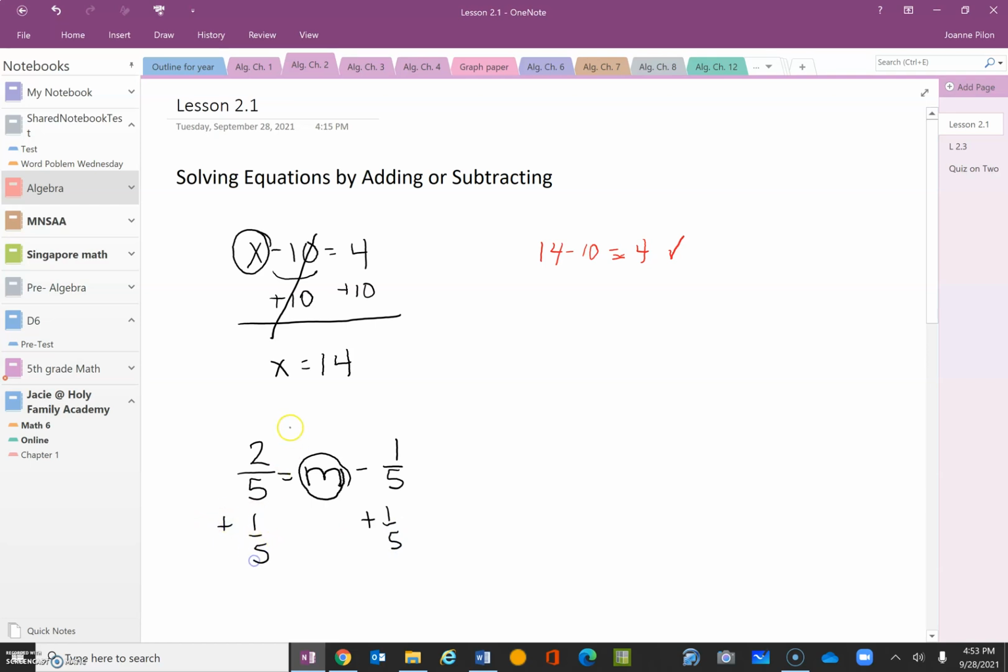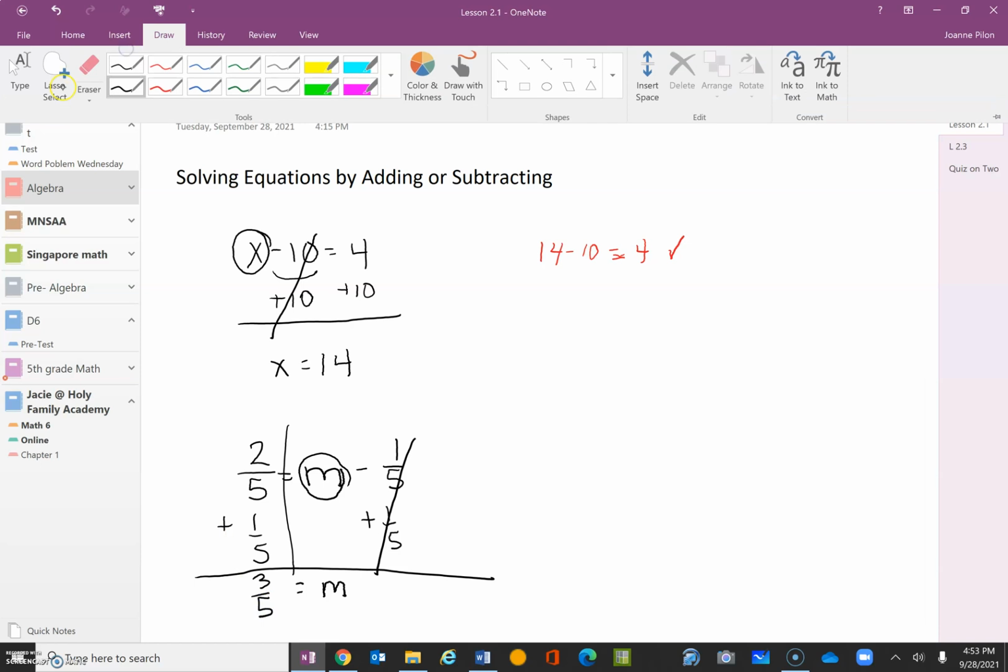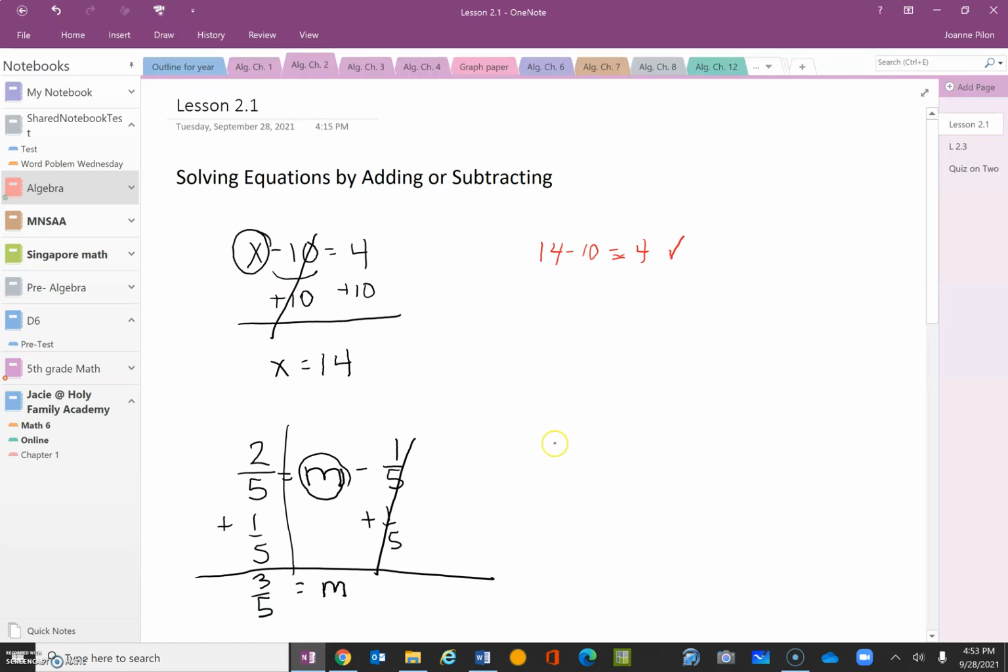Remember that second side of the equation, the equal sign is what divides it. I've eliminated 1/5, leaving my variable alone to have m equals 3/5. Again, 2 seconds to check my work. I have 2/5 equals 3/5 minus 1/5. And yep, that works. That's exactly how we do this.